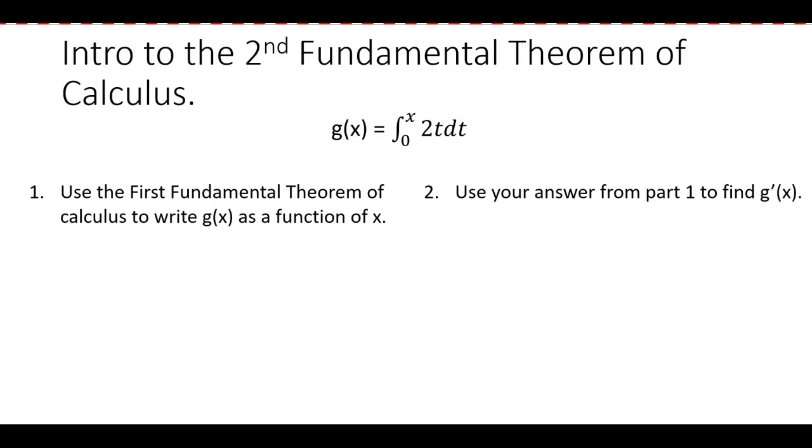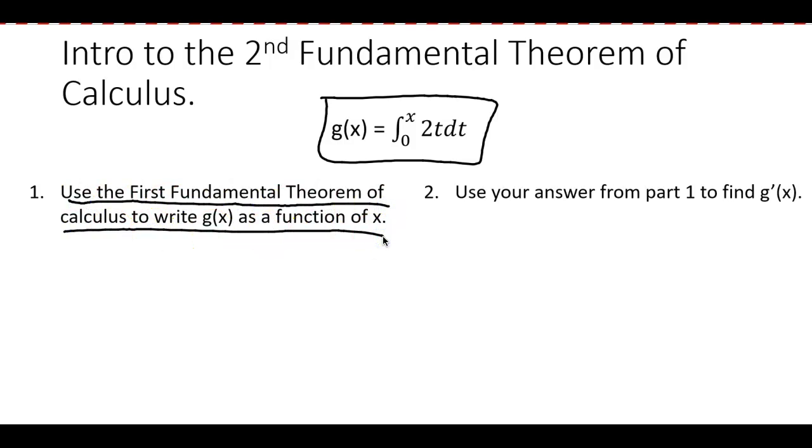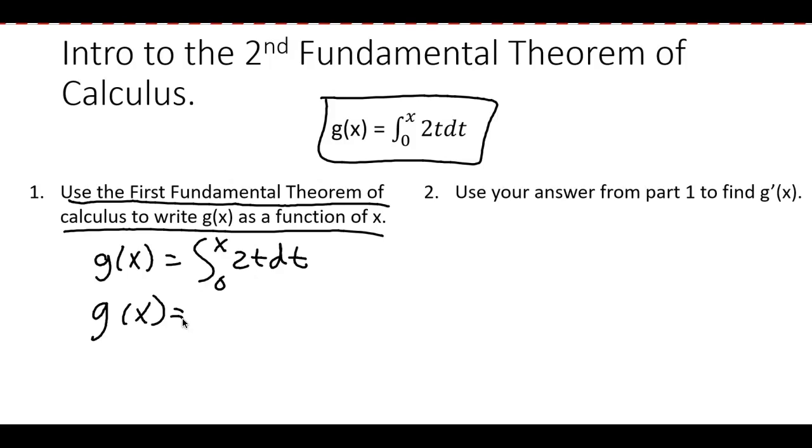So I'm going to introduce you guys to something called the second fundamental theorem of calculus. Okay? Here's my integral function. I'm going to give you this integral function. It says use the first fundamental theorem of calculus. That's the thing where you integrate it, plug in b and a, and subtract them. So they want us to do that to rewrite this as a normal equation without an integral in it. So here we go. G of x is equal to the integral from 0 to x of 2t dt. So first of all, let's go ahead and do the integral. What is the integral of 2t?